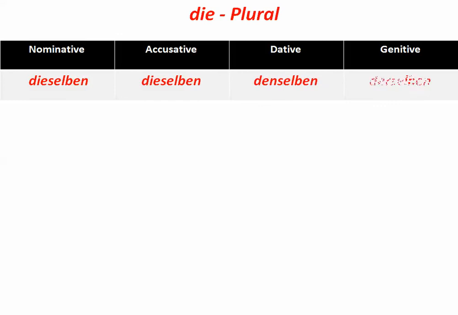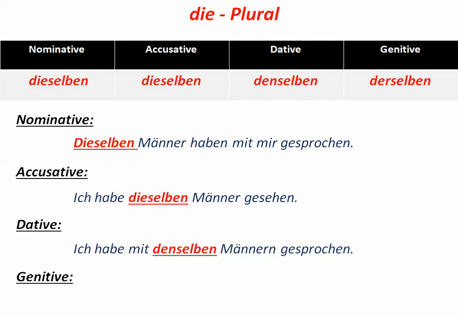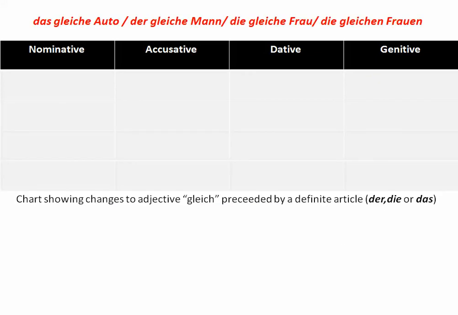Okay, plurals. We're going to use Männer here, which is the plural of Mann, or in this case it means men. So, dieselben Männer haben mit mir gesprochen. Ich habe dieselben Männer gesehen. Ich habe mit denselben Männern gesprochen. Und sie sind Fotos derselben Männer. These are photos of the exact same group of guys. So here you see, hopefully, how they're used in each of the cases.